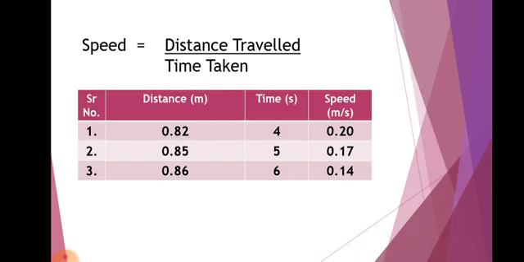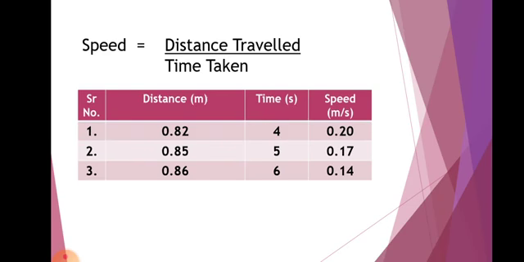For calculating speed we have a table here. We have performed in 3 rounds. In our first round, and remember students, distance we have to measure in meters, our distance was 0.82 and time in seconds was 4 seconds. As we know, what is the formula for calculating speed? Speed is equal to distance travelled upon time taken. So it is 0.82 upon 4, that is 0.2.